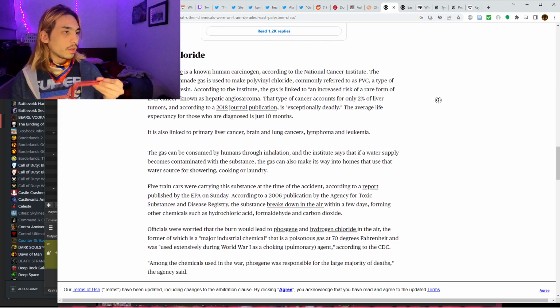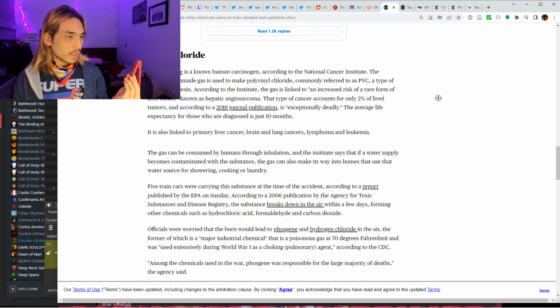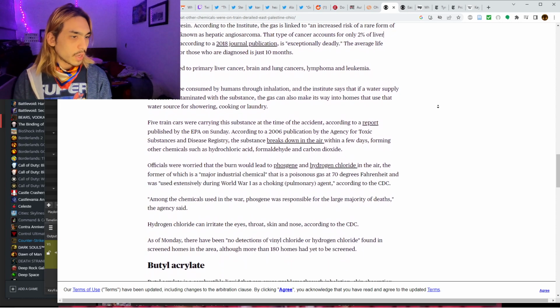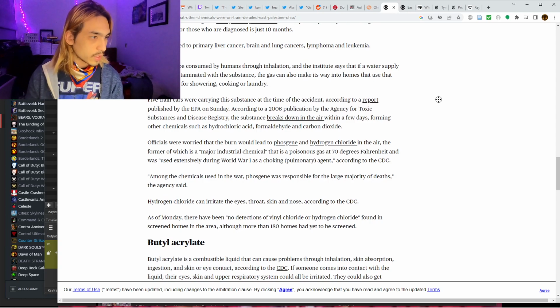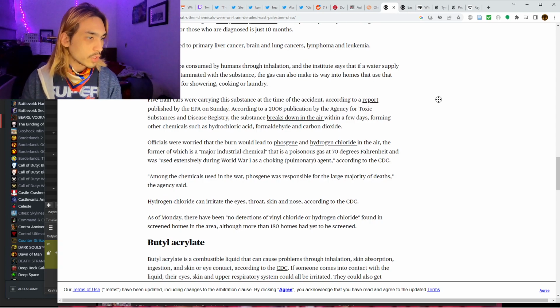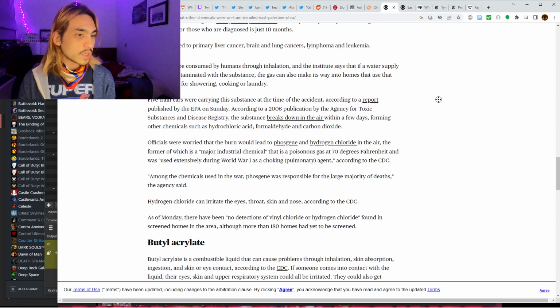So, I think vinyl chloride is the one people are talking about because it is a known human carcinogen. Can cause several different kinds of cancer, right? And of course, very, very flammable. They were worried that the burn would lead to phosgene and hydrogen chloride in the air, which it did, right? Thousands of gallons of it were there. Which is a major industrial chemical that is a poisonous gas at 70 degrees Fahrenheit. And it was used extensively during World War I as a choking agent.